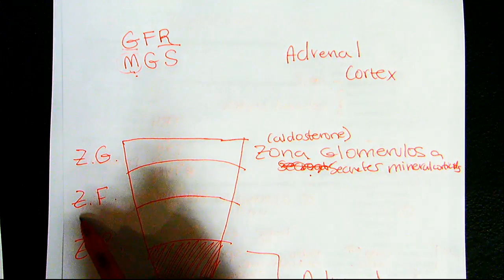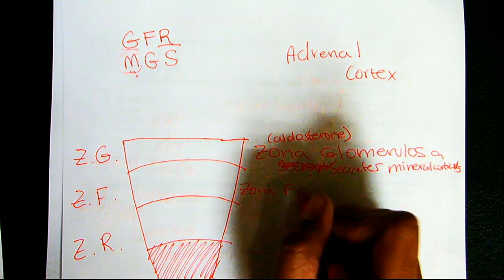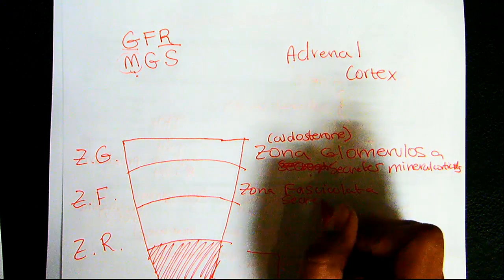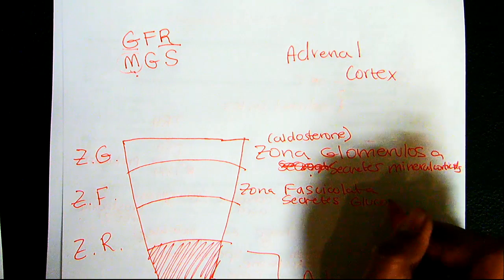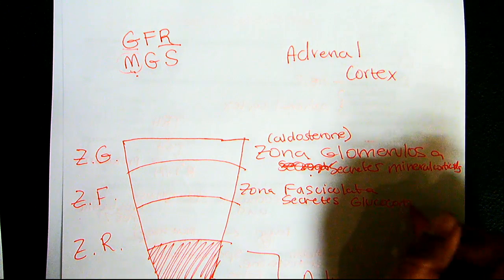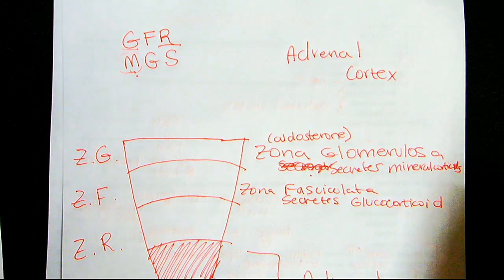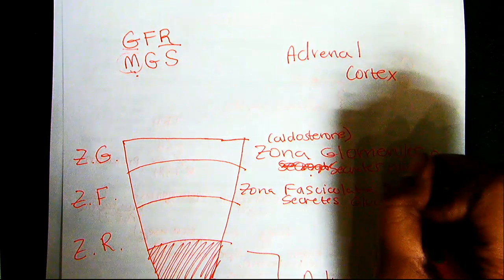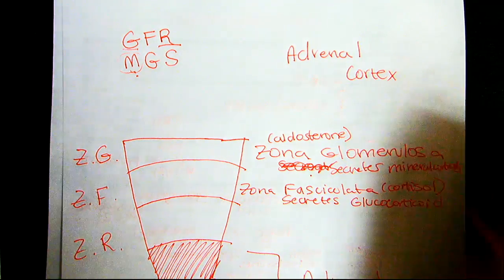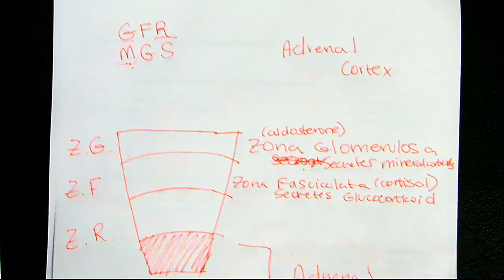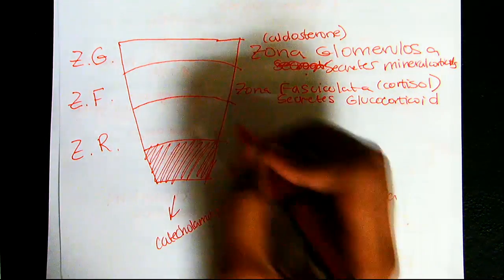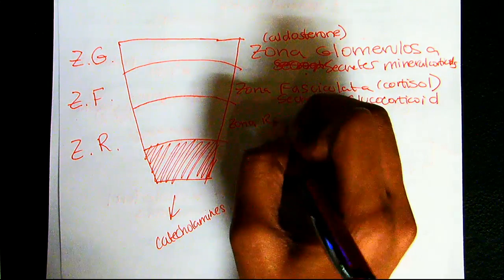Then this is the zona fasciculata. And it will secrete the glucocorticoids. And what's the glucocorticoid that we know about that's secreted from the adrenal cortex? Cortisol. Good. And then the last layer will be the zona reticularis.